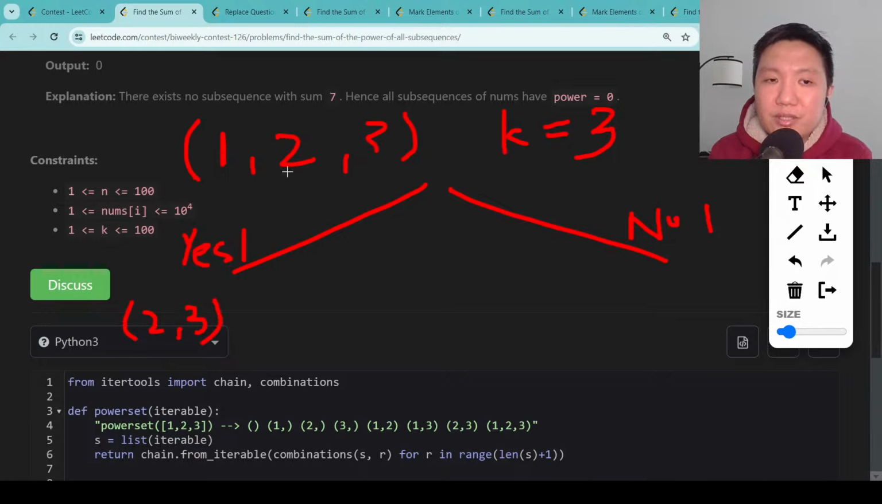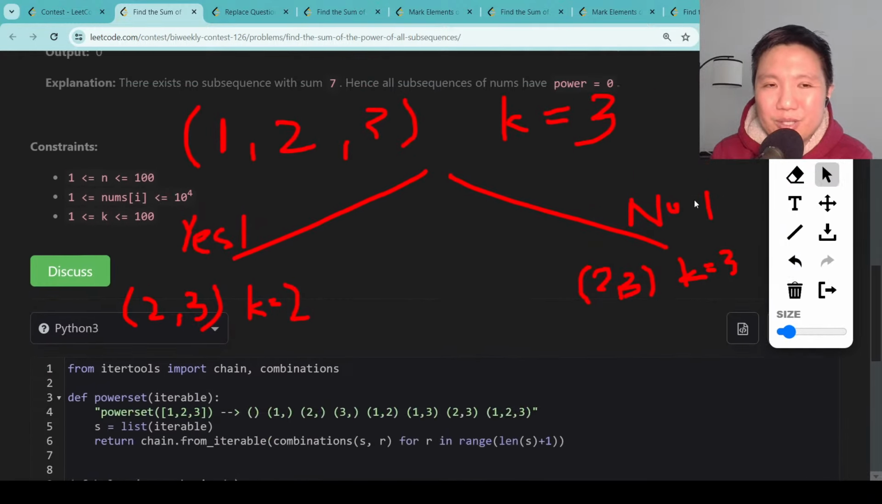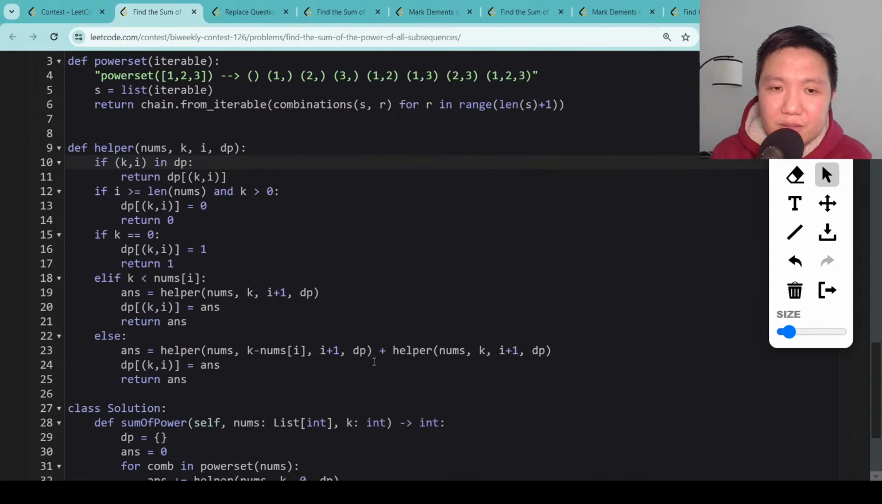In both cases, your new nums is 2, 3. If you take 1, your new k is equal to 2. If you don't take 1, your new nums is 2, 3 and your k equals 3. Okay? So that's the standard 0-1 knapsack problem. You see it in coin problems, whatever class, it's the same thing. So yes, you do this, no, you do this. So that's what I did here.